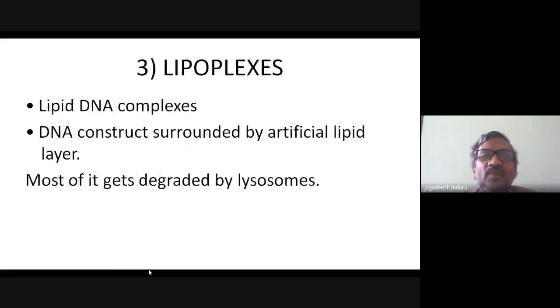The third one is lipoplexes, lipid-DNA complexes that entrap your DNA. Most of the time with liposomes, you take a direct drug entrapped in the liposomal membrane, or a hydrophilic drug entrapped inside the liposome, or you may have a tagging. So that is a liposomal one. In the lipoplex, what will happen?